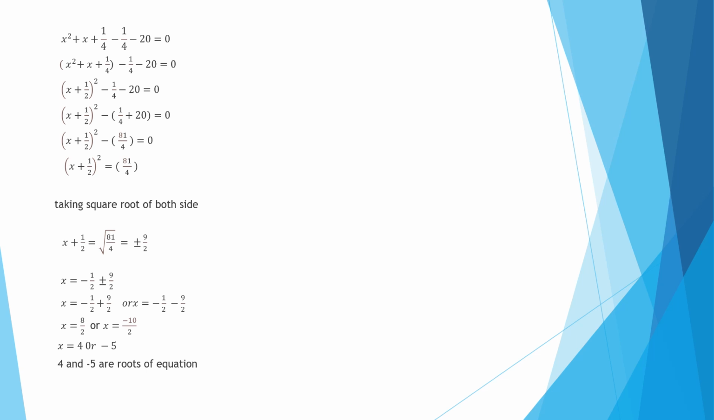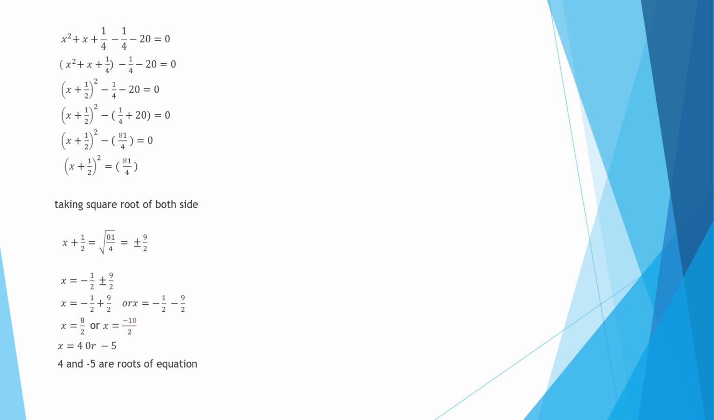After solving this equation, minus 1 plus 9 is equal to 8. So x is equal to 8 by 2. And x is equal to minus 1 by 2 minus 9 by 2. Minus 1 minus 9 is equal to minus 10. Minus 9 means plus, we add this 1 and 9 and give the sign of subtraction, means minus sign. So x is equal to minus 10 by 2.